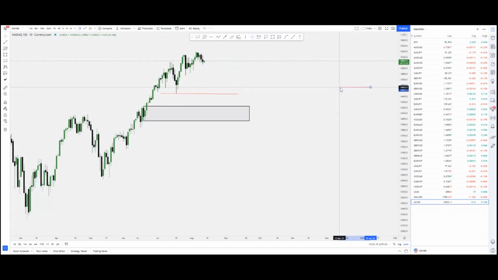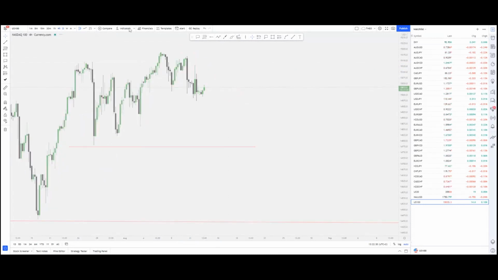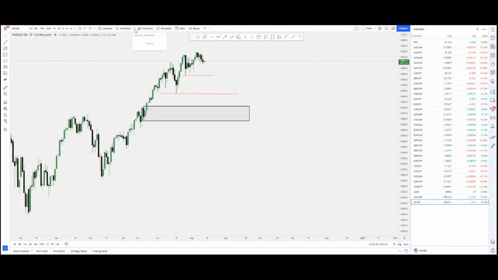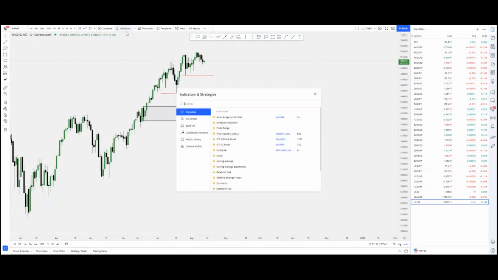Also we have an old low right here, which is acting as a trend line phantom, but I won't be talking about that today. Still on the daily time frame, I want to get the RSI out. I'll talk about the RSI.